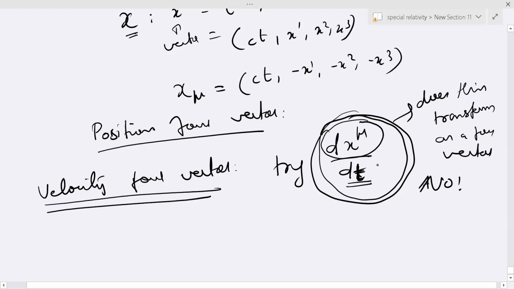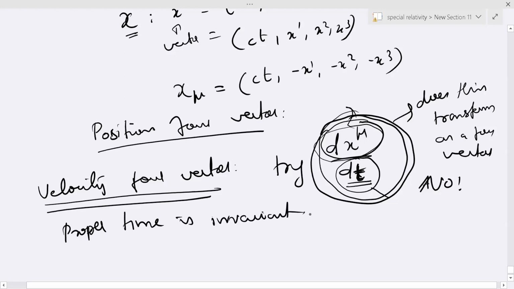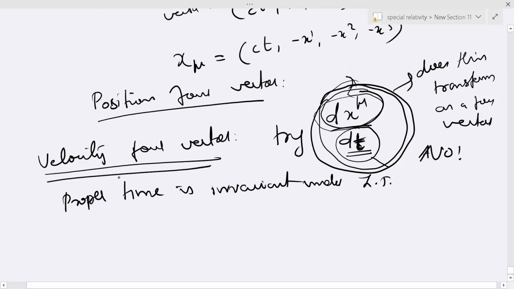What could we do in order to construct a velocity four-vector? We know already that the numerator transforms like a four-vector. So below we need a quantity that is invariant under transformations. We have already discussed that proper time is invariant under Lorentz transformations. So the immediate choice for the velocity four-vector, we'll call it eta^mu, is not dx^mu by dt, but dx^mu by d tau.